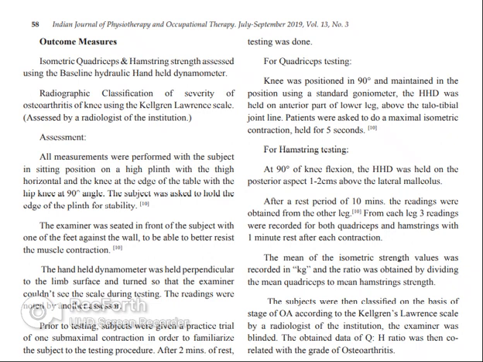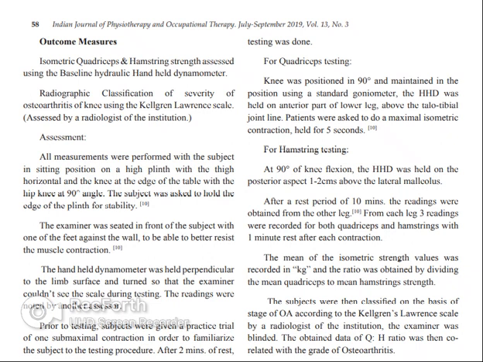For hamstring strength at 90 degrees of knee flexion, the HHD was held on the posterior aspect 1 to 2 centimeters above the lateral malleolus. After a rest period of 10 minutes, the readings were obtained from the other leg. From each leg, 3 readings were recorded for both quadriceps and hamstrings, with 1 minute rest after each contraction.